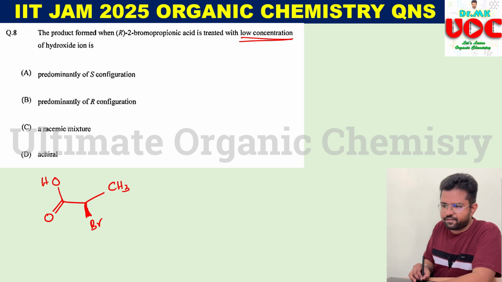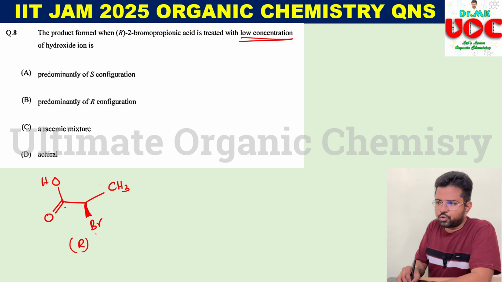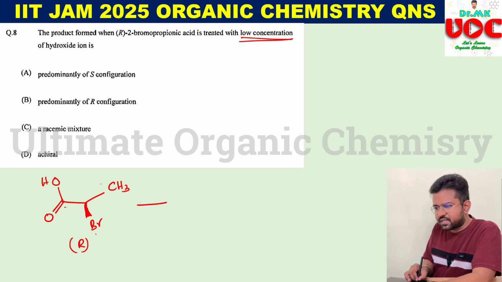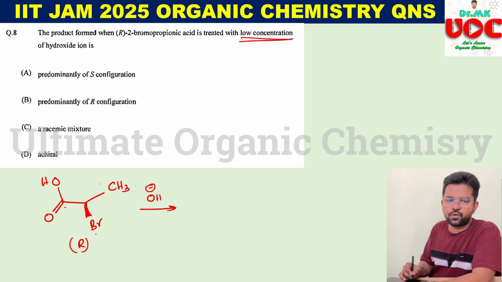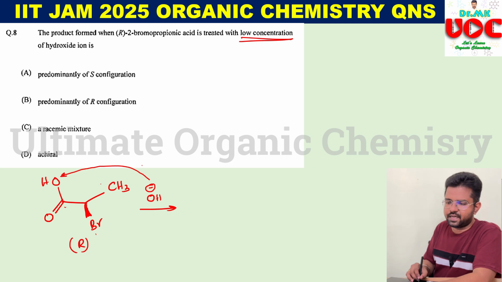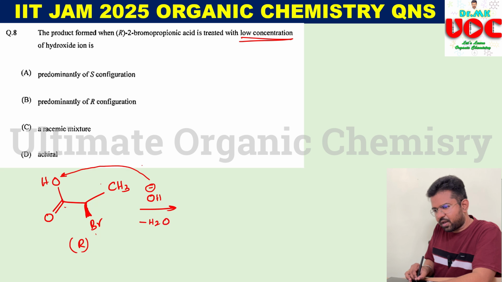If you look at the configuration here, this is 1, 2, 3, arranged in the clockwise direction, so this has R configuration. This is called R-2-bromopropionic acid. Now this molecule is treated with a low concentration of hydroxide ion, for example sodium hydroxide or potassium hydroxide. You know that sodium hydroxide or potassium hydroxide is a base. The base initially reacts with the acidic hydrogen. It takes the carboxylic acid proton, which is removed as a water molecule, forming the corresponding carboxylate ion.